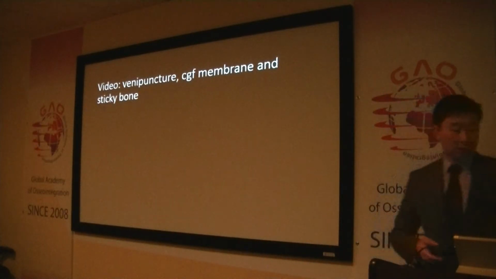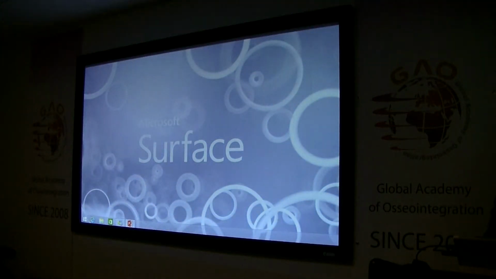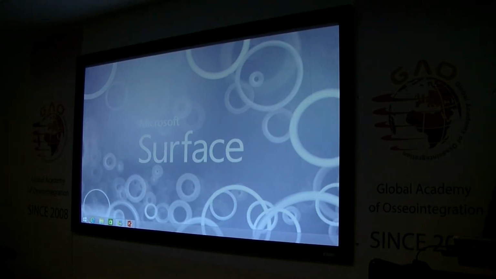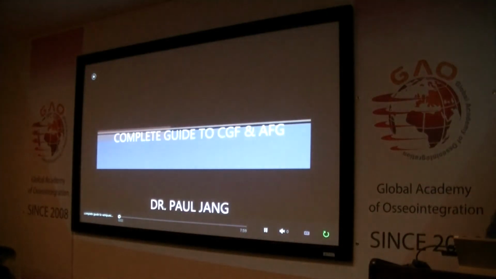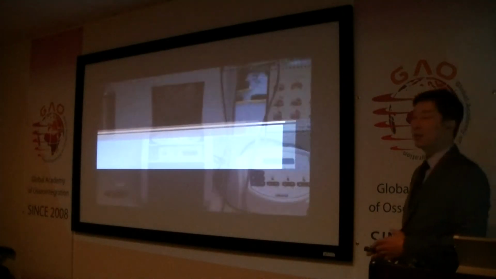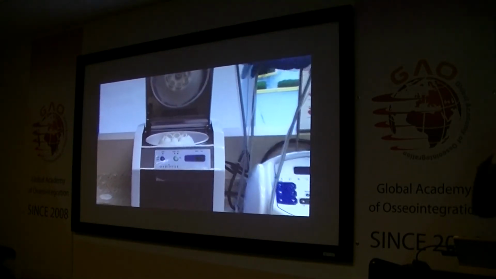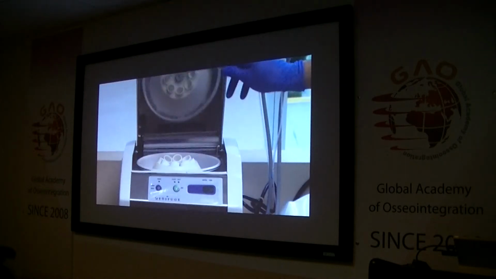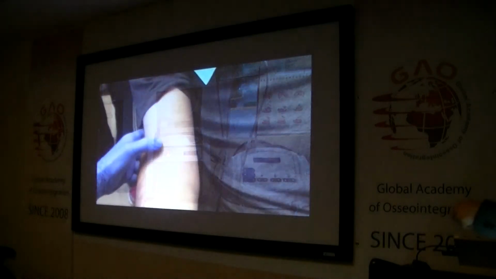So let me show you a quick video, just so you can get the whole concept of venipuncture and so on, because I think this is quite important here. In this video, we're showing you how to identify the vein, how to obtain the blood, and make the membrane of the bone. So here's a unit that I use in my office. Very straightforward. On and off button here, okay?